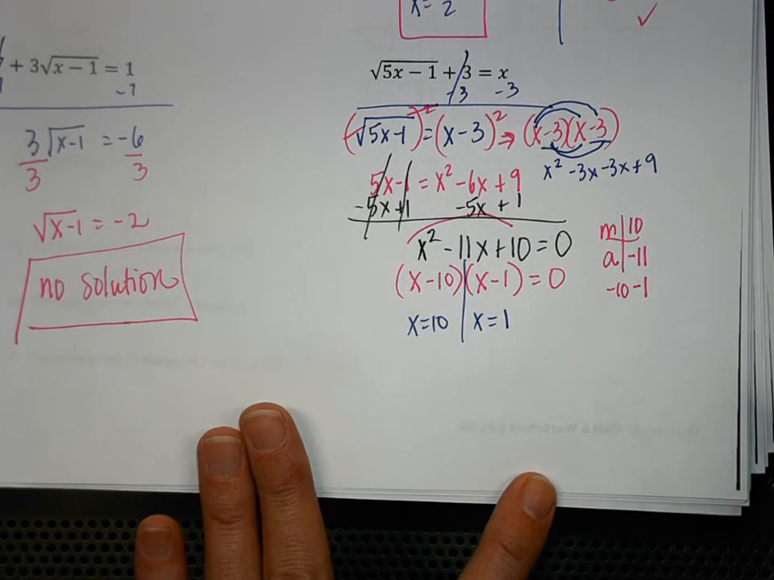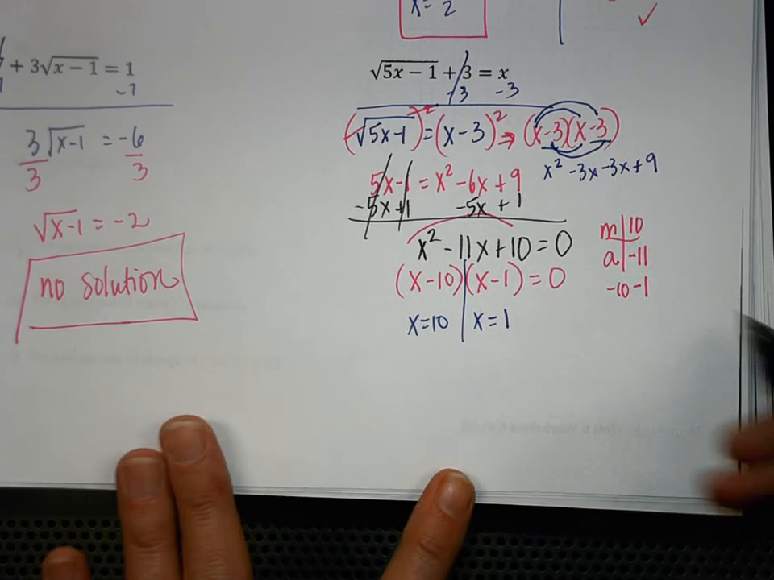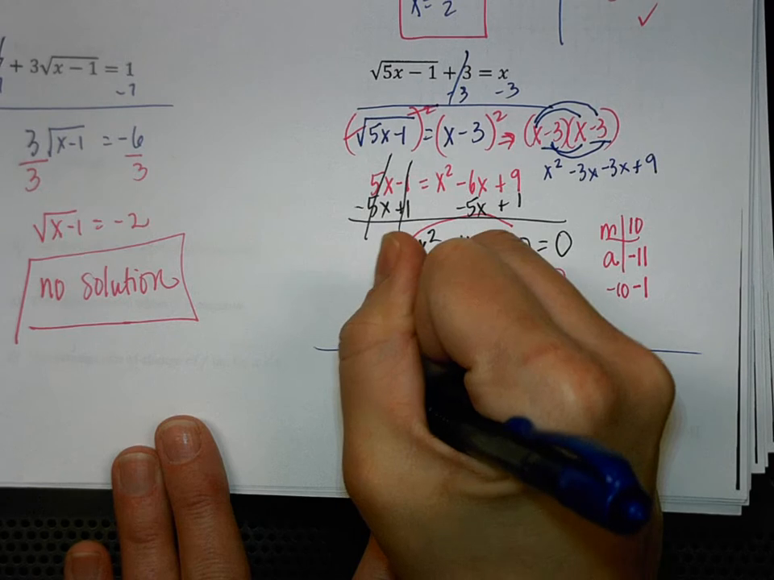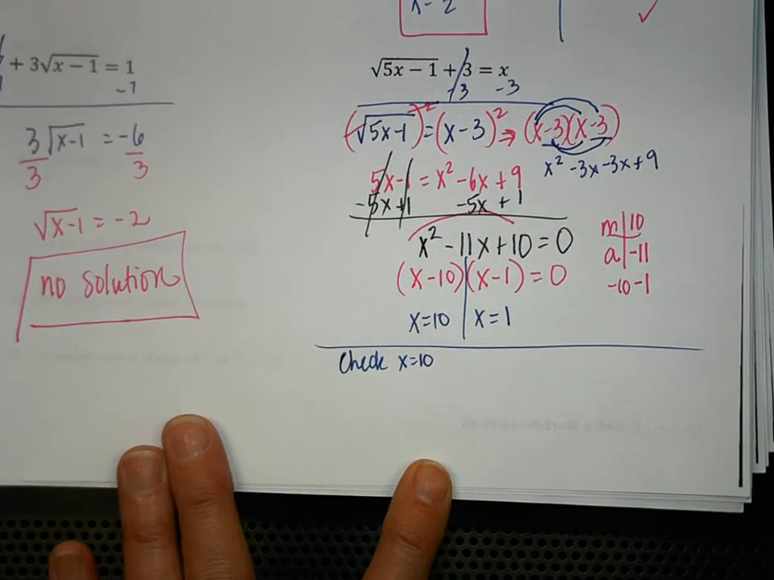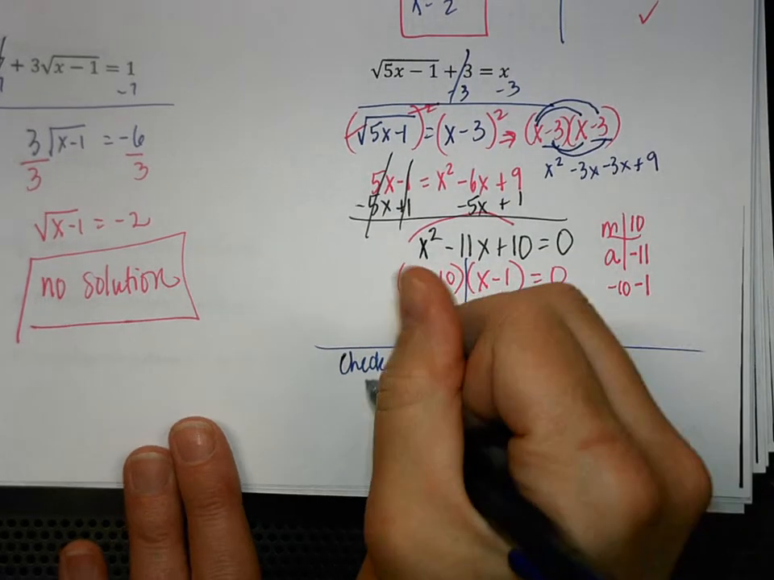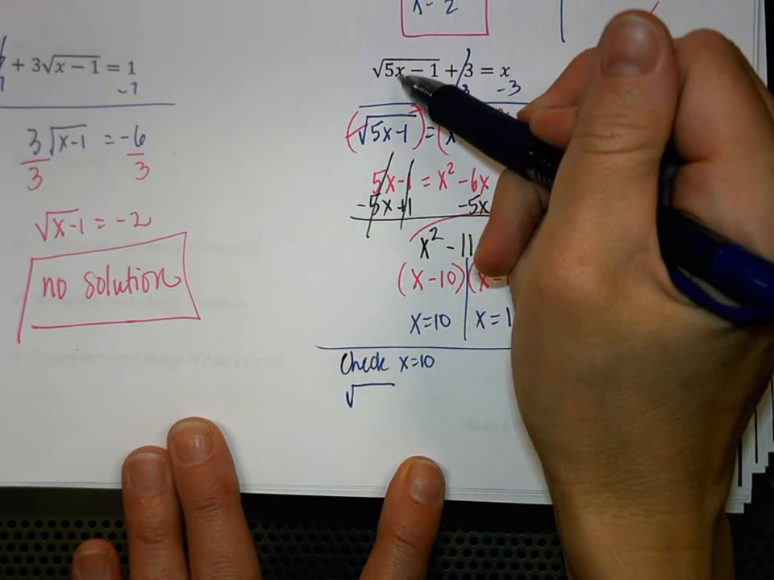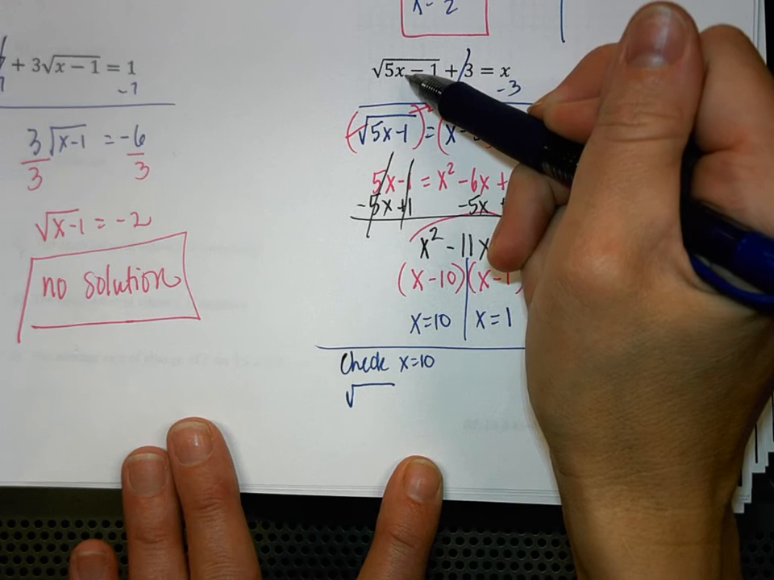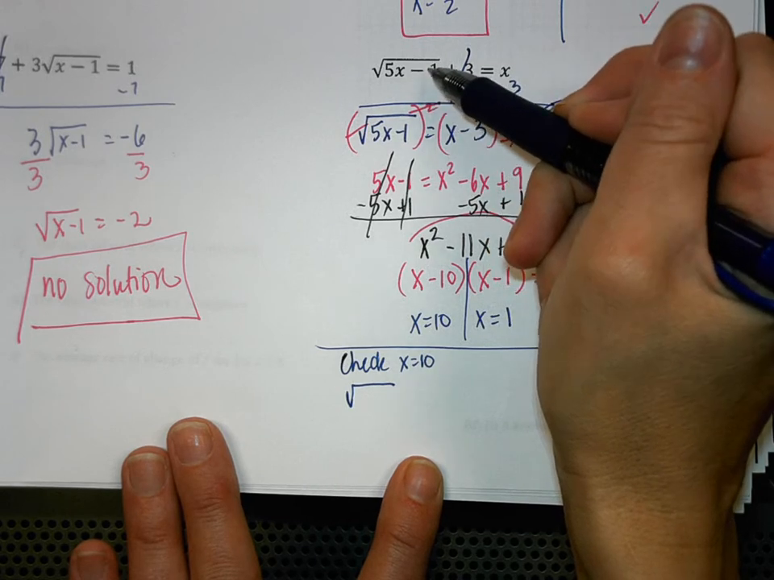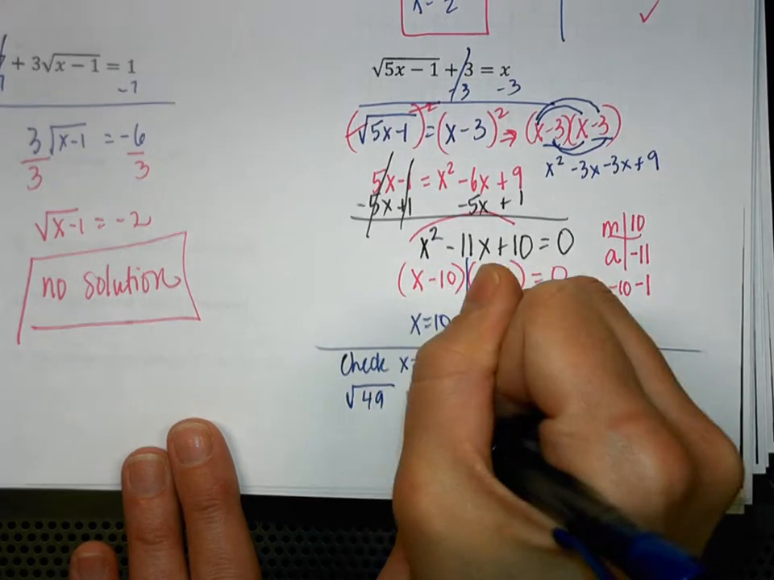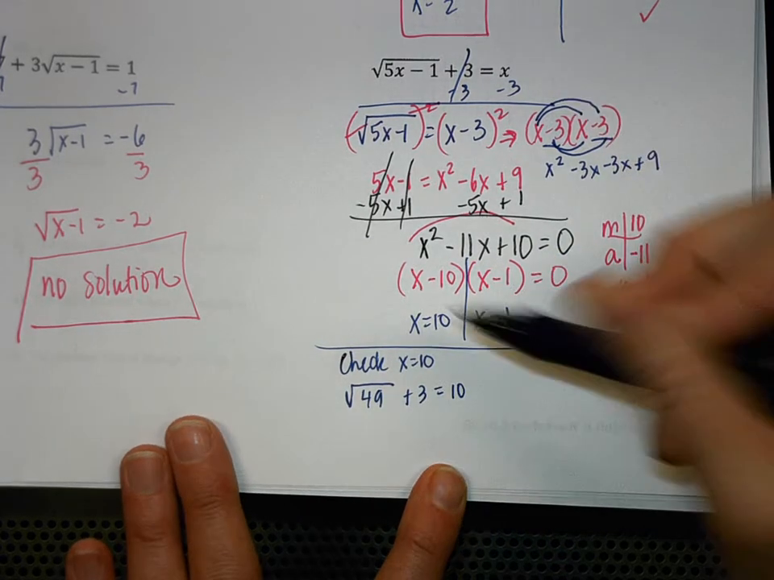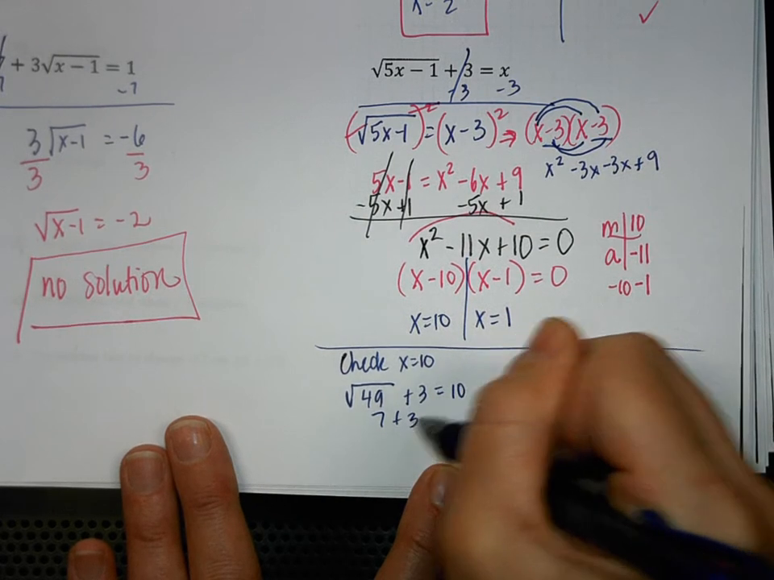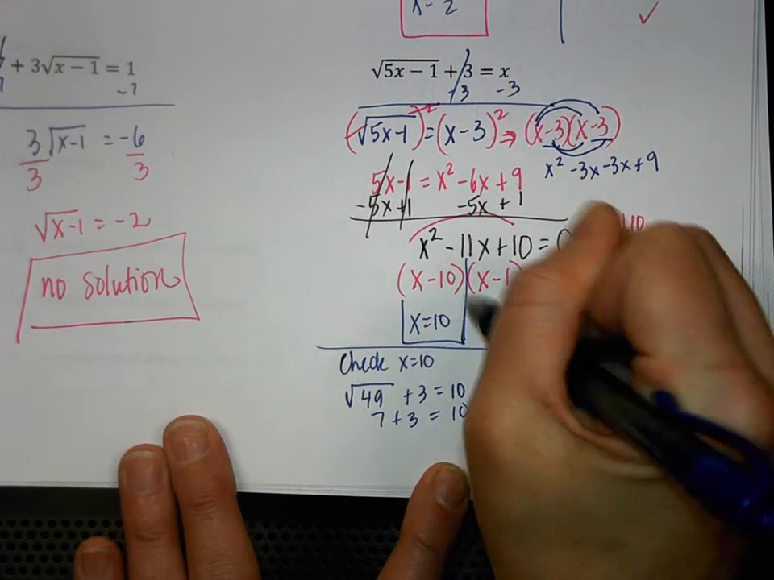But we need to what? Check our answers, okay? So I'm just going to kind of draw a line here, and I'm going to go check, and I'm going to start with x equals 10. That's what I'm checking first. Okay, so I'm plugging 10 into this problem, so we'd have the square root of 5 times 10 is 50, and 50 minus 1 is 49, plus 3 equals 10, right? And the square root of 49 is 7, and 7 plus 3 does equal 10. So this answer is good.